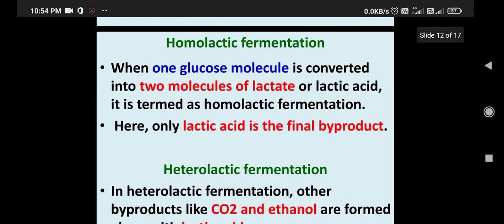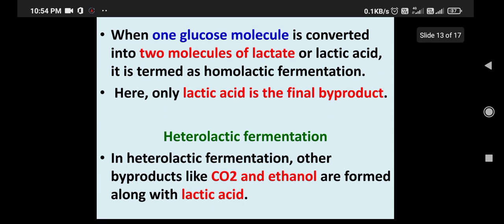There are two types of lactic acid fermentation. The first one is homolactic acid fermentation. Here lactic acid is the final byproduct. In heterolactic acid fermentation, carbon dioxide, ethanol, and lactic acid are the final products.